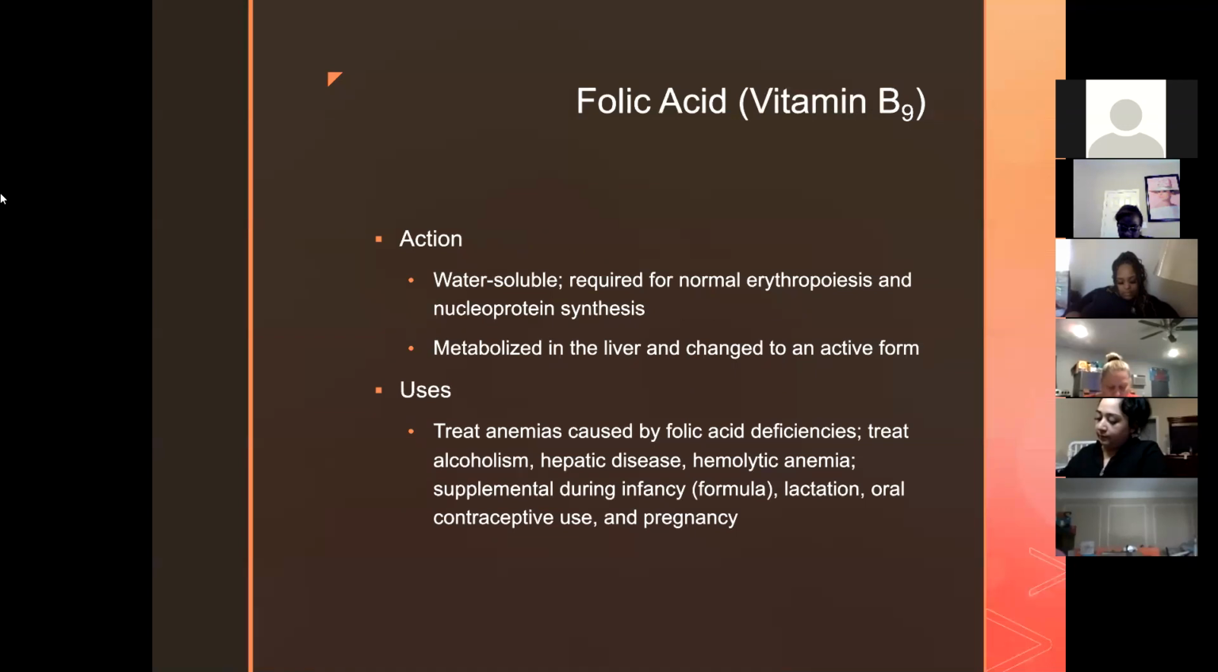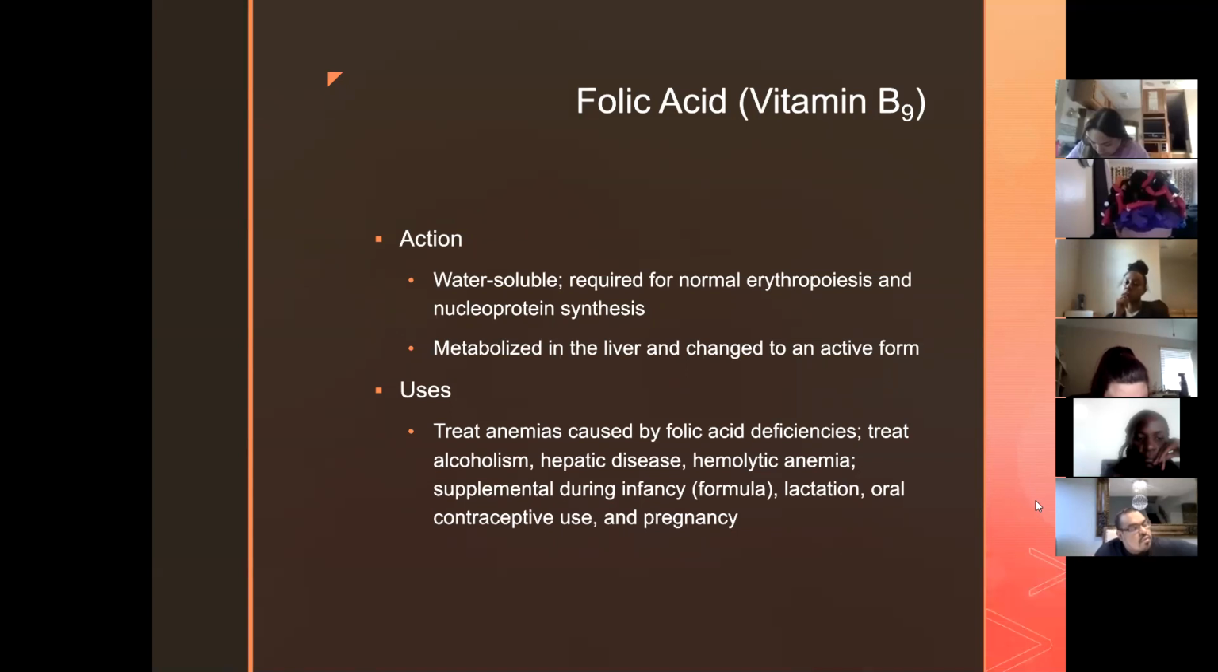Next, we'll talk about folic acid or vitamin B9. This is one of the water solubles, and it is required for normal erythropoiesis, which is what? Produces red blood cells. Very good. All right. So this is metabolized in the liver, and then it's changed to an active form from there. Right. So most of us should already know, because I know a lot of us have children, we use folic acid as very important pre-pregnancy, right?